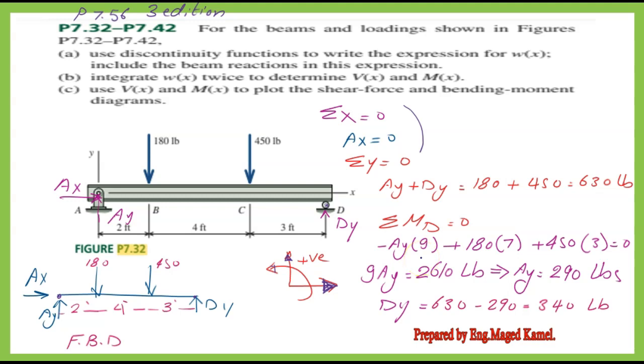Ay equals 290 pounds with a positive sign, which indicates that the upward direction is the correct sign. From sum of y equals 0, Dy equals 630 minus 290 equals 340 pounds acting upwards.